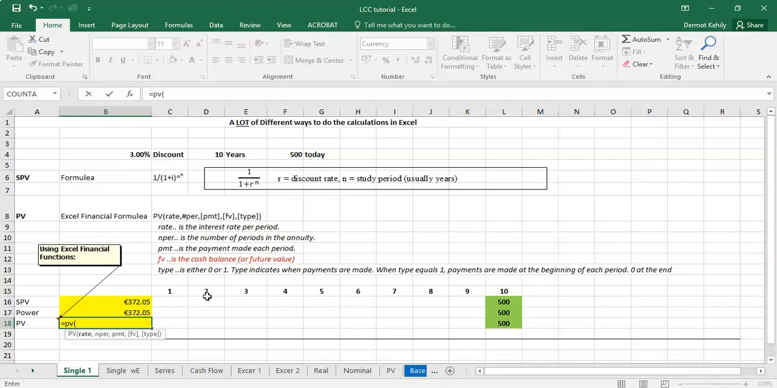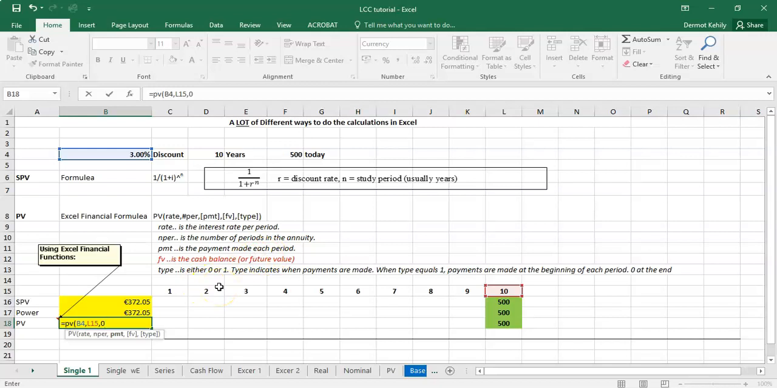So I'm going to open the brackets. The rate I'm using is 3%. The next one is comma. So you can see it down here, the number of payments, and that is 10. Okay, then I've got comma PMT, which is what I'm on next. Now the PMT is the payments made in each period. Because I'm not using the calculation for a series of payments, I'm not going to use that. So I'm going to put 0 there.